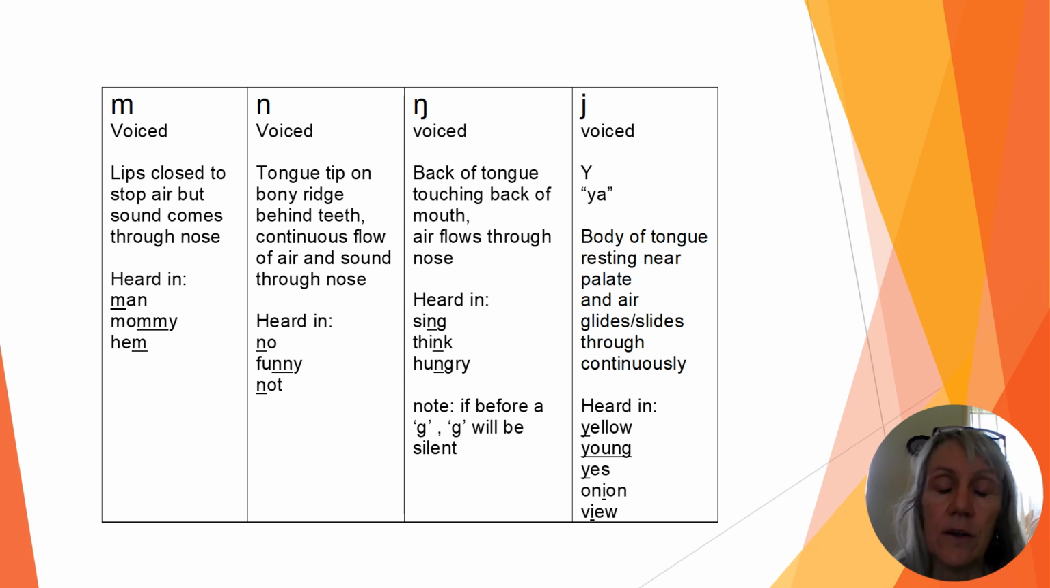Then for the next column, you see what looks like the letter N, but we have a little J going inwards towards the center of the N. The back of the tongue is touching the back of the mouth. Airflow is through the nose. And this is a little different than the N in no. This is going to be like sing, think. Then watch, even the mouth is different. Hungry. So there's a little bit more tightness in the mouth as well for these sounds.